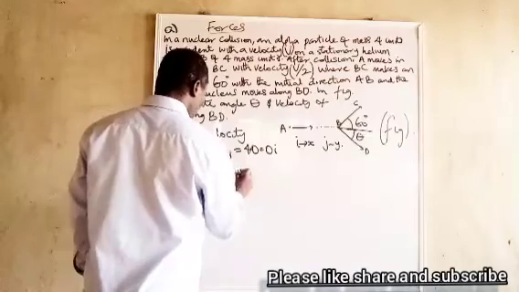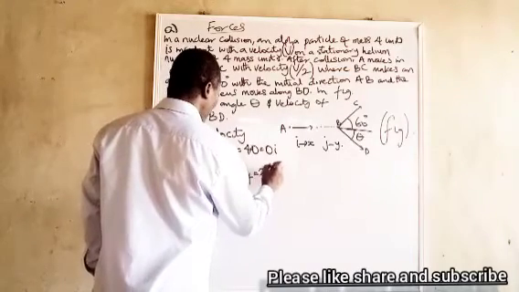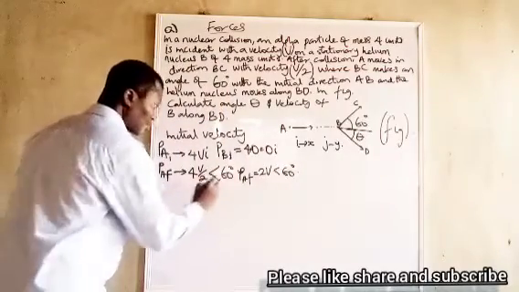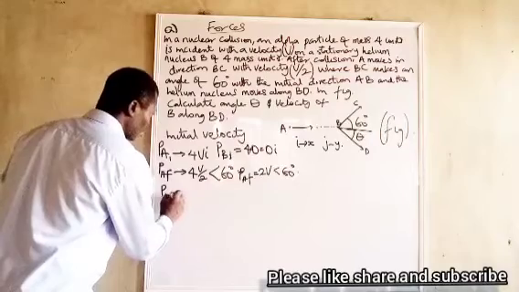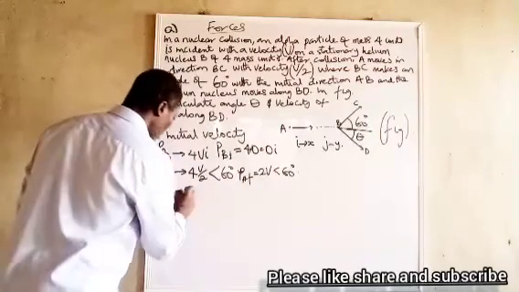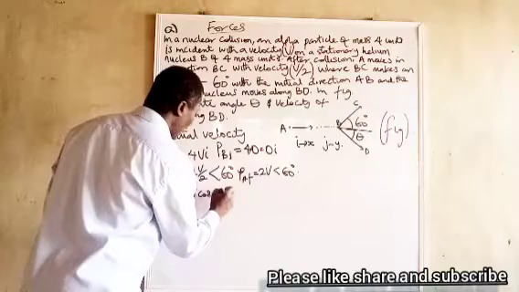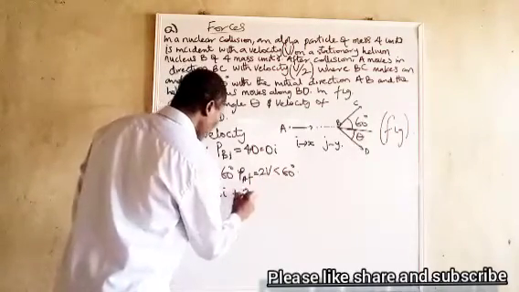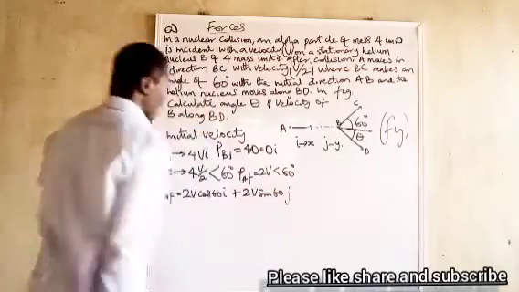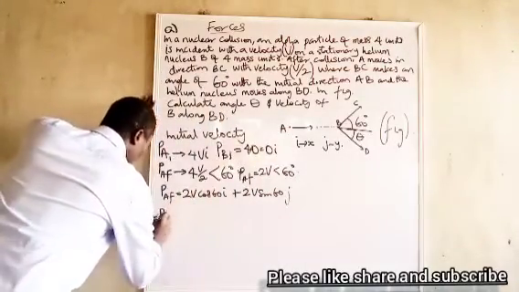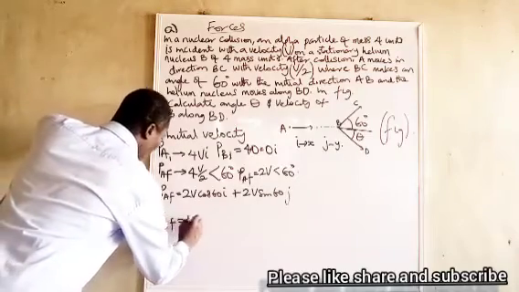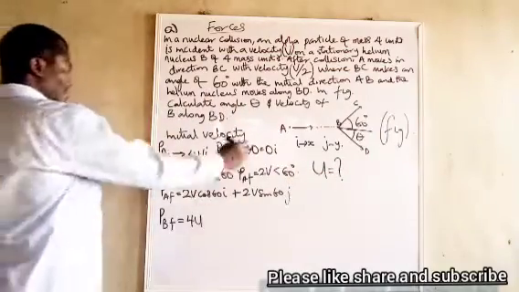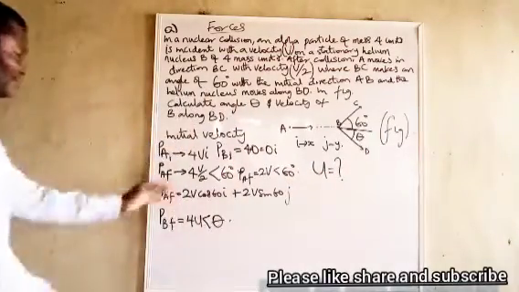So PA final is 2V at 60 degrees. And that will be PA final equals 2V cos 60 i plus 2V sine 60 j. Now for PB final, that will be 4u, where u is the velocity we are looking for. You can see theta degrees.